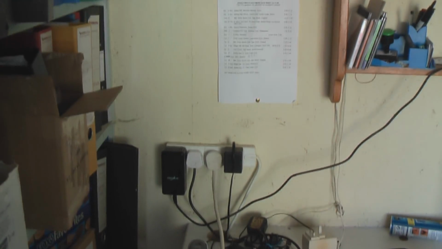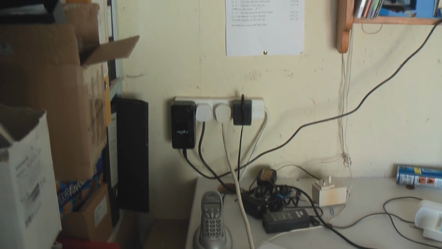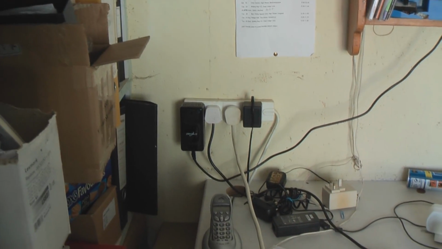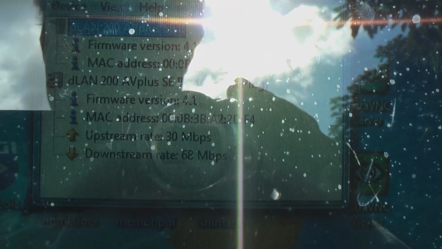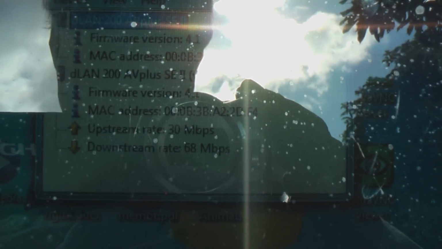I think there's no doubt at all that with the connections that we've experienced here are done wirelessly, and that the Devolos are acting as radio transceivers. I'm now connected to the internet via the Devolo PowerPlus adapters, and you can see that the upstream rate is 30 megabits per second, downstream rate 68 megabits per second.